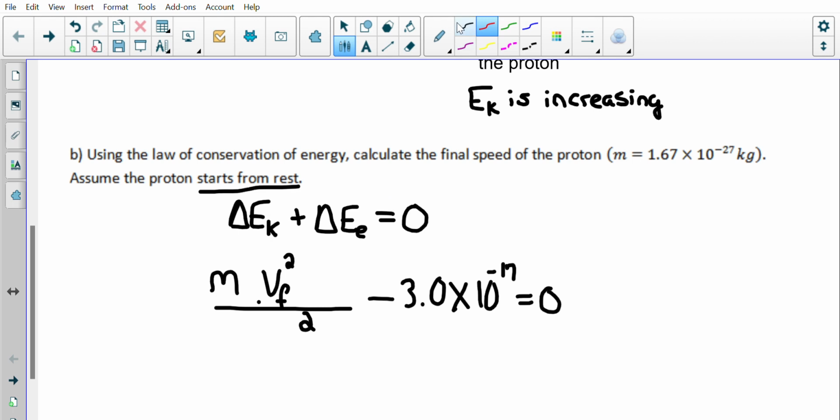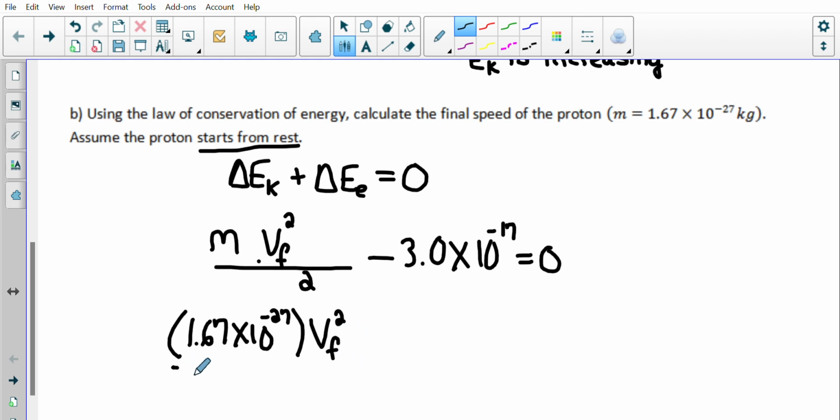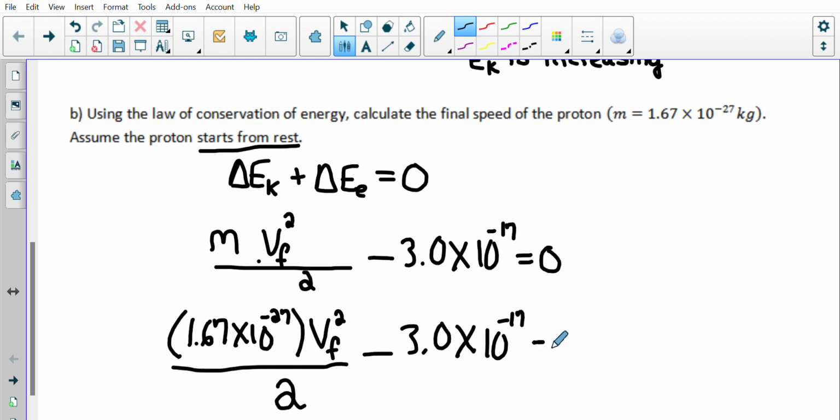All right, so I'm going to substitute in our values here. Again, our mass of our proton is 1.67 times 10 to the negative 27 kilograms, very small, one of the smallest particles we have around. Again, we're in our standard units. Our final velocity, that's what we're trying to figure out here. Again, I can't forget the divided by 2. Minus 3.0 times 10 to the negative 17. And again, it equals 0.